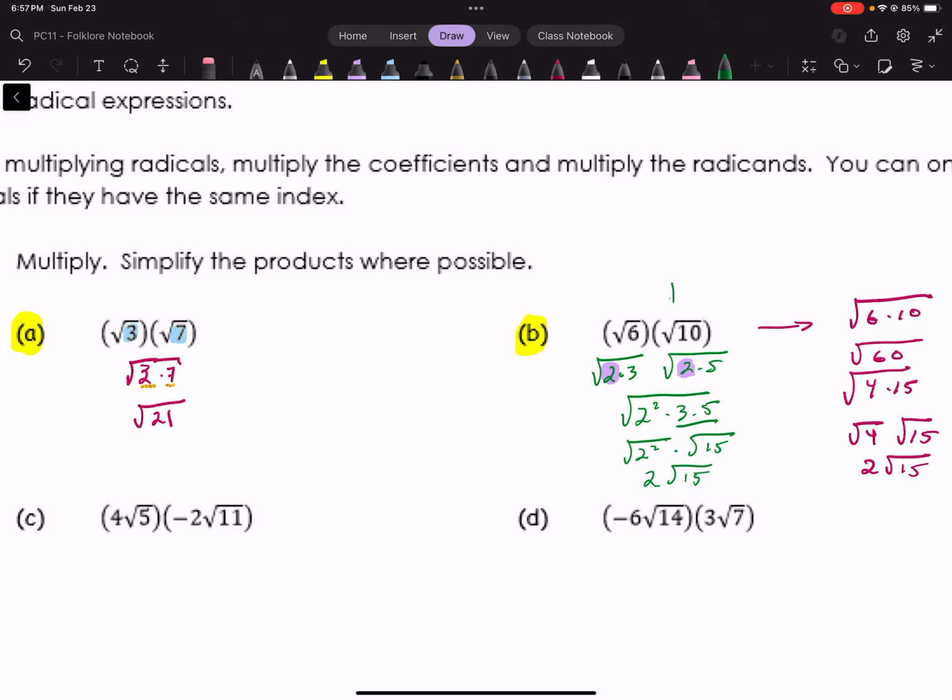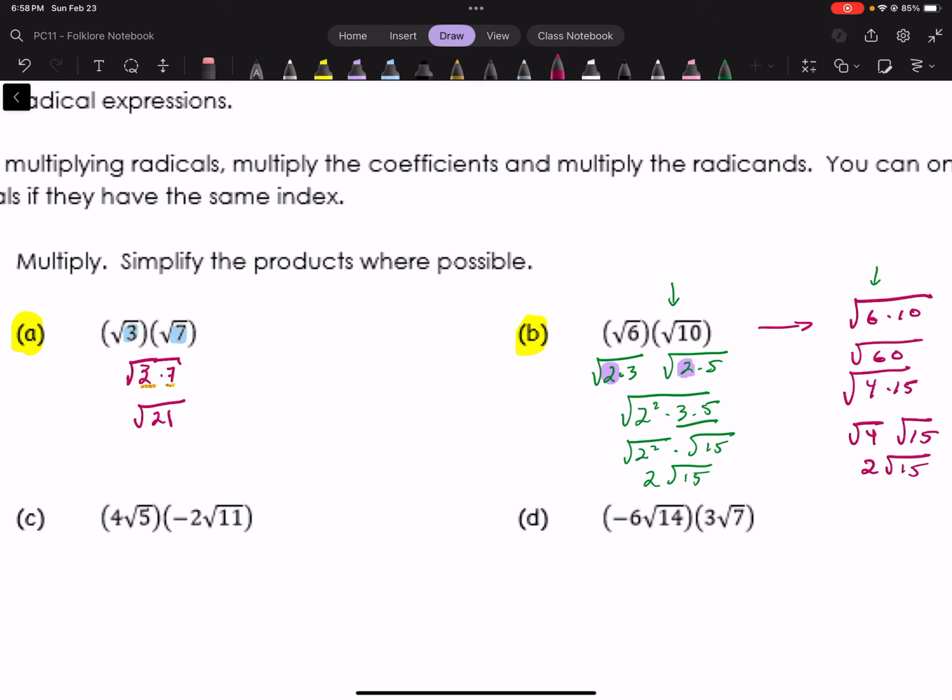Now, it depends which way you want to do it. Sometimes it's good to plan some attack. And A and B differed in a slight way. In A, the two radicands did not share a common factor, so we could not create a perfect square out of the factor. However, in B, 6 and 10 share a common factor of 2. So when we factor it and combine the radicands, we create a perfect square. Well, let's continue on.